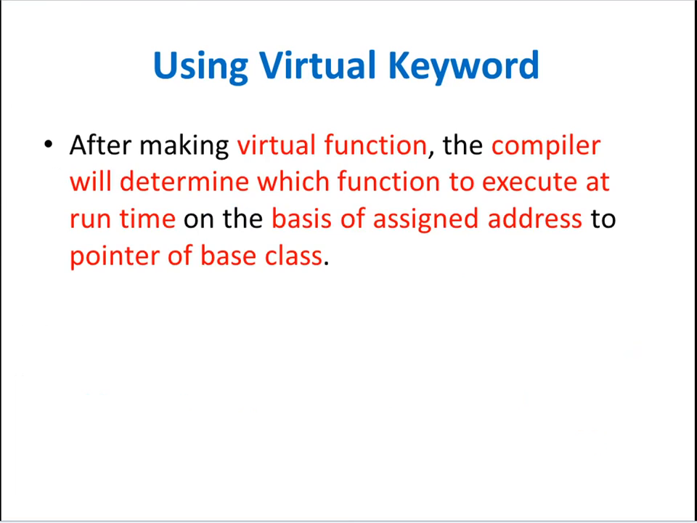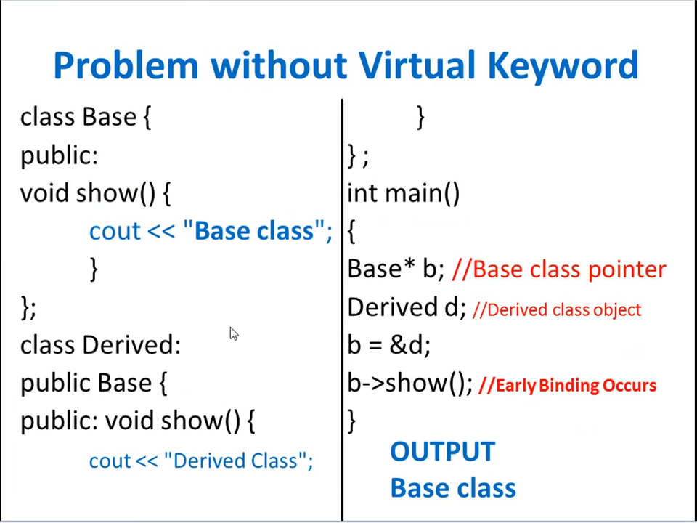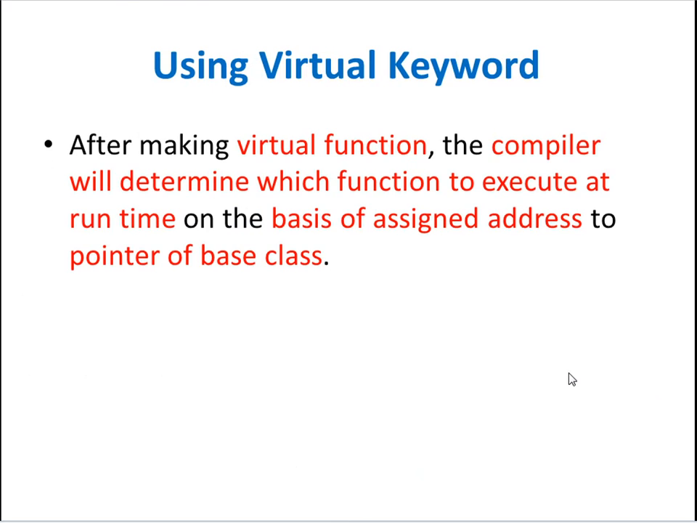The program is the same. Now if we move back, this is early binding, and we know early binding means compile time polymorphism. The question is, the code is the same, and everything is the same, even the base class pointer assigned the address of the derived class object, yet runtime polymorphism is not happening here; compile time polymorphism is happening. This is another difference: without the virtual keyword, it is compile time polymorphism, not runtime polymorphism.